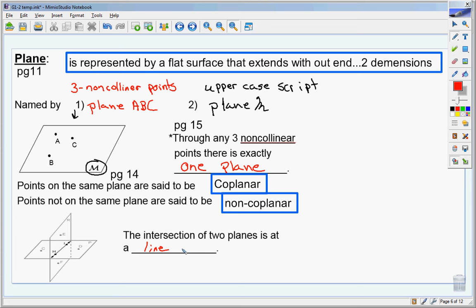So our three undefined terms. Point has no dimension. It's just a location. A line has one dimension. It's infinite in length. It's a straight path. A plane has two dimensions. It's represented by a flat surface. It has length and width, but no height. And you should be able to name a point, a line, and a plane. Are there questions so far?